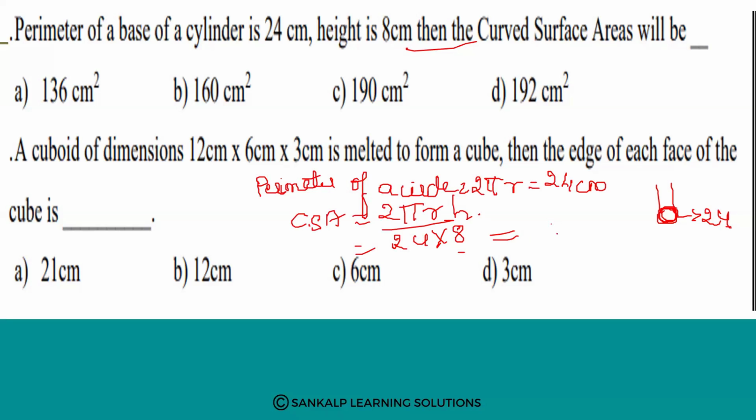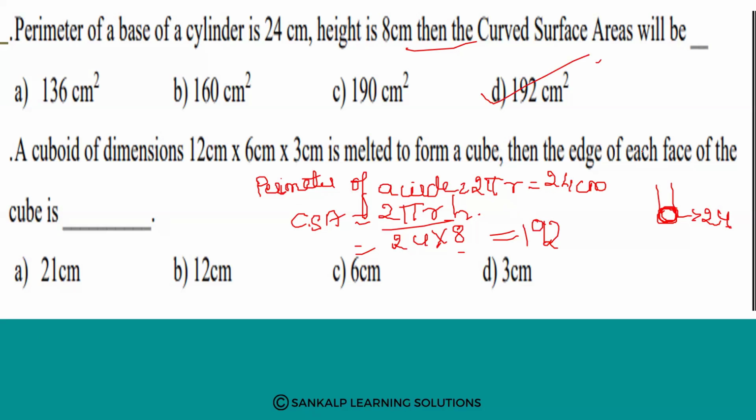8 fours are 32. 8 twos are 16. 16 plus 16 plus 3 is 19. That is 192. 192 centimeter square. Option C is right. A cuboid of dimensions 12 centimeter, 6 centimeter, 3 centimeter is melted to form a cube.